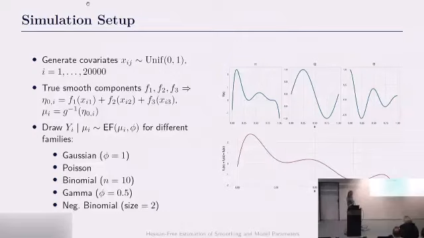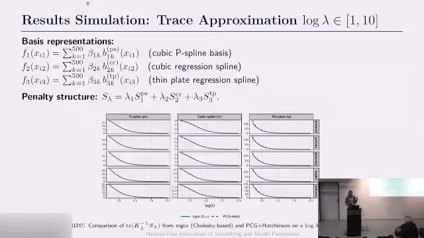Okay, and then a little bit more complicated example. Here we have simulated 2,000 observations, assuming that our eta is now the sum of 3 different smooth terms. And we've simulated response data from 5 different distributions in the exponential family: Gaussian, Poisson, binomial, gamma, negative binomial. And as basis representations in the GAM model, I now chose cubic p-splines, cubic regression splines, and thin plate regression splines, and each had 500 basis functions or vectors.